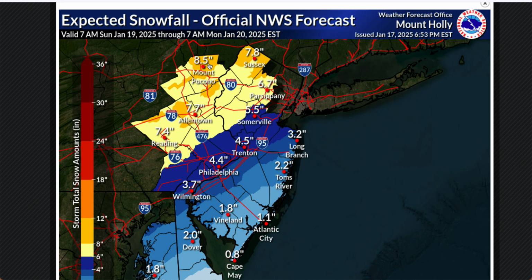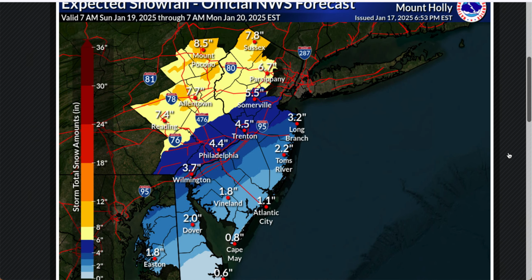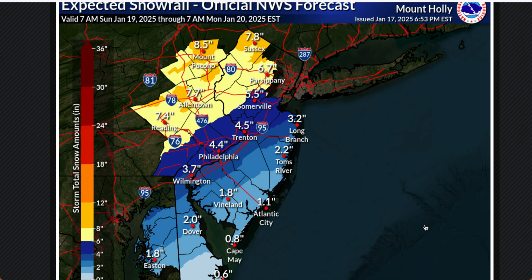Like maybe put 9 or 10 in Mount Pocono. Same thing with the mountains in northern Jersey. Because what I'm thinking is we're going to have a northwest trend with the storm, because this is generally what happens in experience. The storms that are being depicted on the models tend to trend northwest.